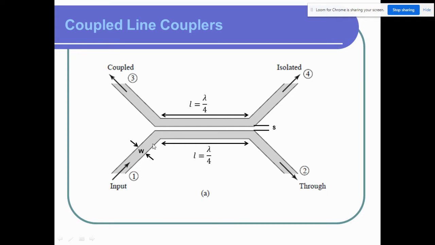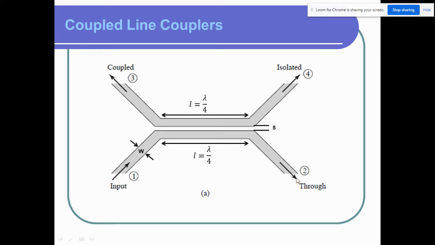Port 1 is the input port, and this is the coupled port. It means if we give an input, let's say it is a 20 dB coupler, if we put 0 dBm here, then minus 20 dBm will be coupled here, and the rest will be with the through port, and nothing will theoretically go here.